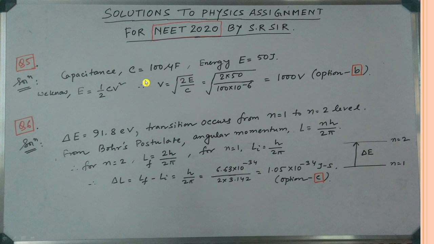So we have the capacitance as 100 μF, microfarad, and energy is 50 joules. We know from the formula that energy stored in a capacitor is half CV square, where V is the voltage across the plates of the capacitor. So from this formula, V is root under 2E by C. So 2 into 50 by C, which is 100 into 10 to the power minus 6 farad, since micro means 10 to the power minus 6. That gives me 1000 volt. So option B is the right answer.